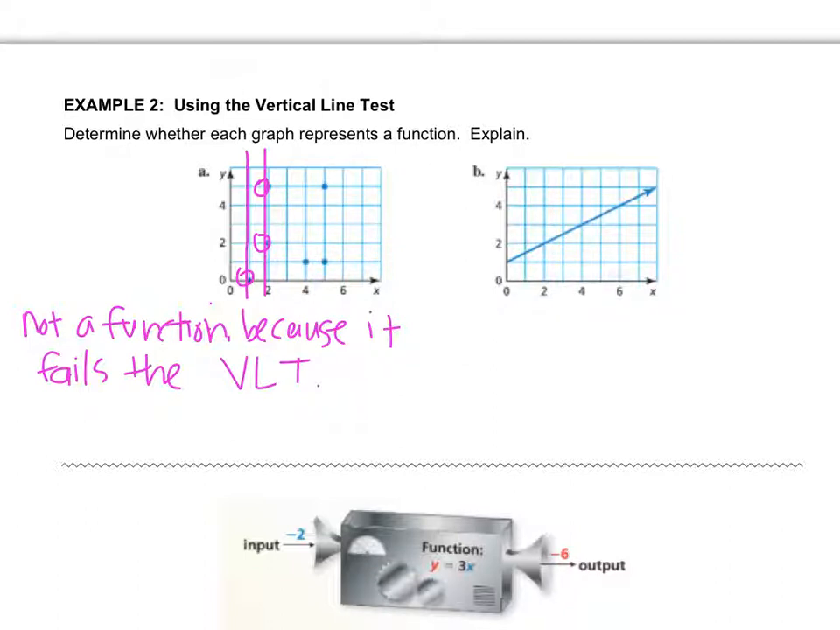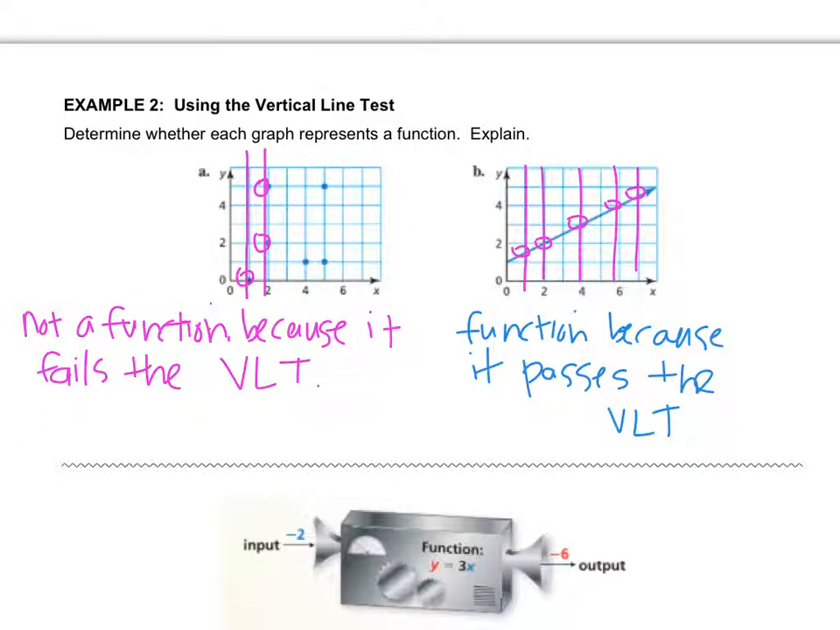Now, if you look at letter B, when I draw my vertical lines down this graph, there aren't any spots where a vertical line hits multiple points on the graph. Since it doesn't ever hit it twice, it is a function. So this one is a function because it passes the vertical line test.